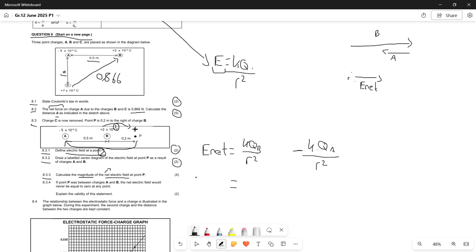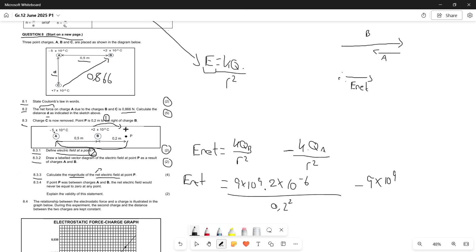So our E net is what we want. Our K on our constant sheet is 9,0 times 10 to the 9. Our Q of B is 2 times 10 to the negative 6. And our distance between them is 0,2 meters squared. And then we're subtracting. K again is 9 times 10 to the 9 over there. Our QA is just 5 times 10 to the negative 6 over here.